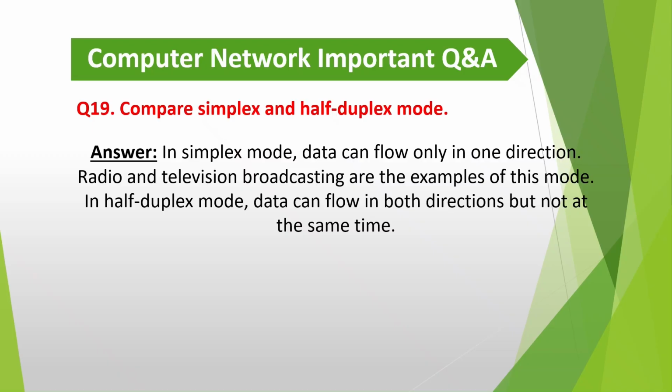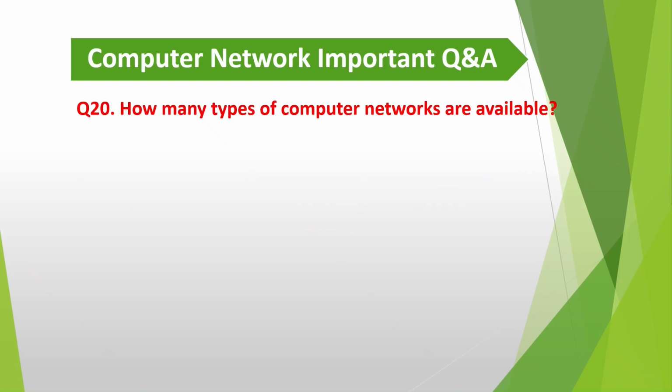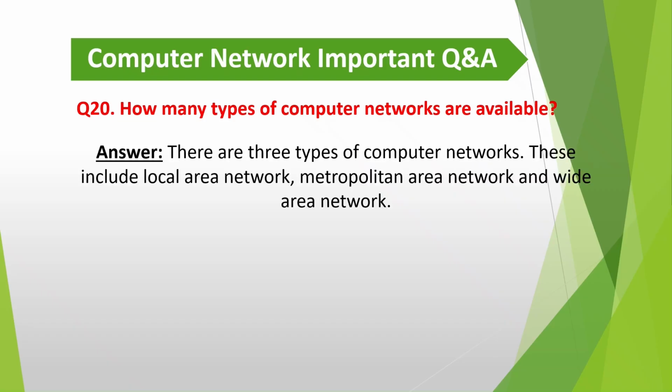Question 19. Compare Simplex and Half-Duplex mode. Answer. In Simplex mode, data can flow only in one direction. Radio and television broadcasting are the examples of this mode. In Half-Duplex mode, data can flow in both directions but not at the same time. Question 20. How many types of computer networks are available? Answer. There are 3 types of computer networks. These include local area network, metropolitan area network, and wide area network.